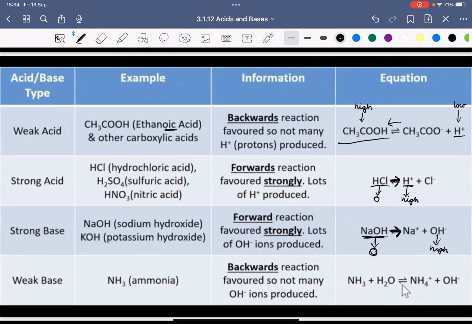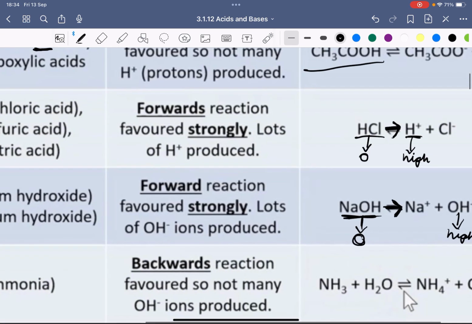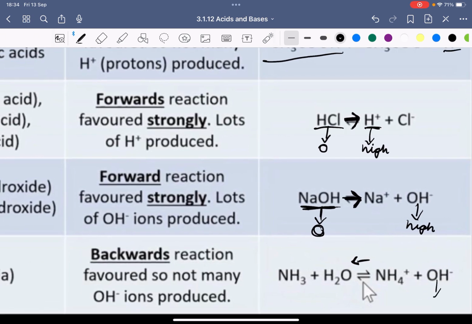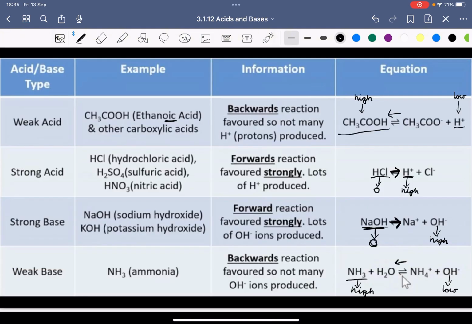Now a weak base is basically any type of base with a nitrogen most of the time. These reactions are in equilibrium, mainly to the left though, and this means there's going to be a low concentration of OH- ions and a high concentration of the base. Alright, so that's essentially the basics of what you need to know.